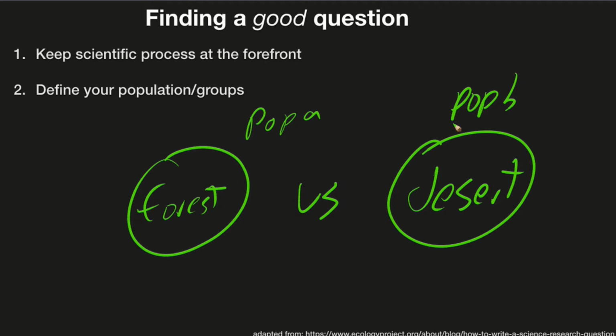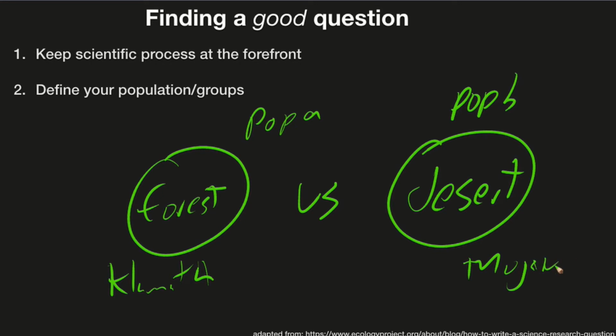Very rarely in science are we sampling and comparing the whole of everything. If you're looking at the impact of the forest versus the desert on deer herbivory, for example, you're not ever going to measure all the deer in all the forests and all the deer in all the deserts. You're going to be looking at maybe deer in the Klamath forest, something like that, versus the Mojave Desert.